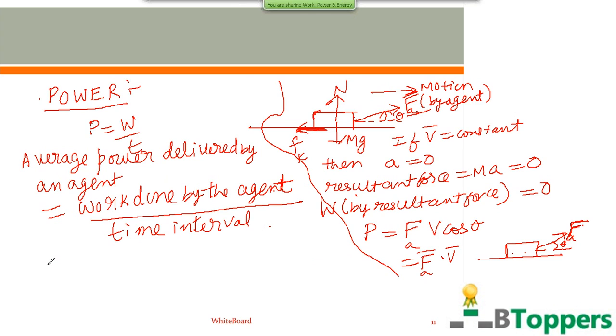So when we consider an infinitesimally small time interval denoted by dt, then the average power for the infinitesimally small interval of time dt, we call it instantaneous power.